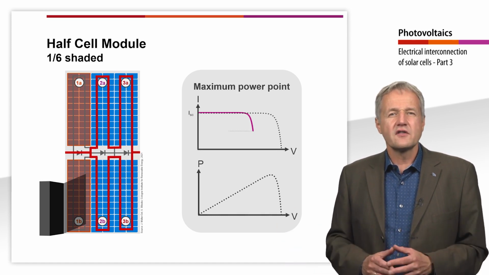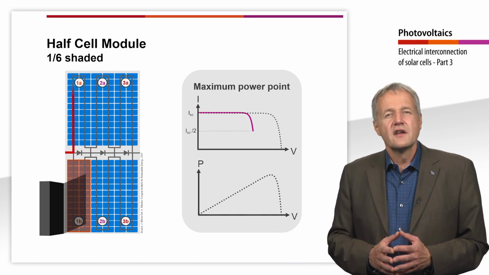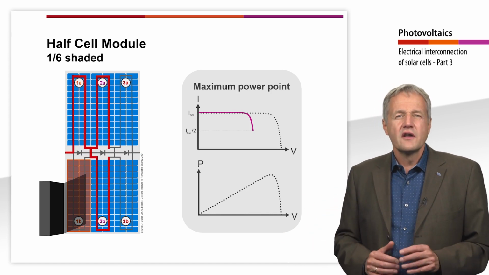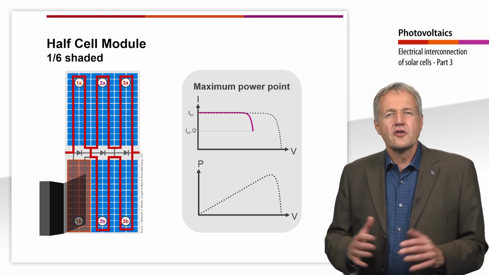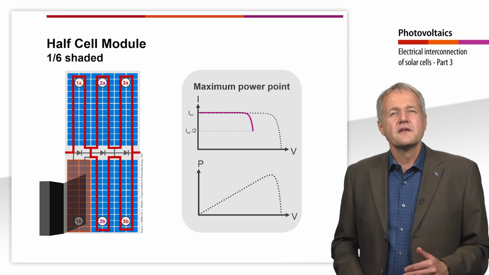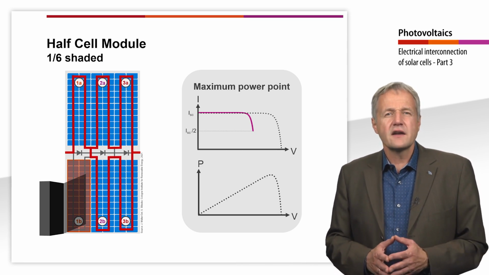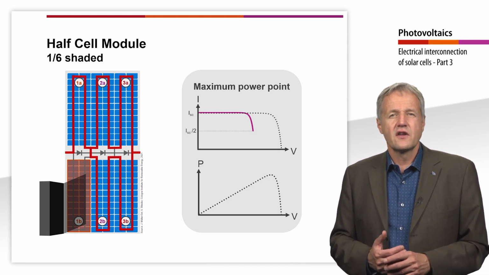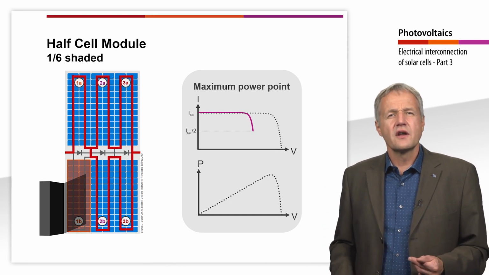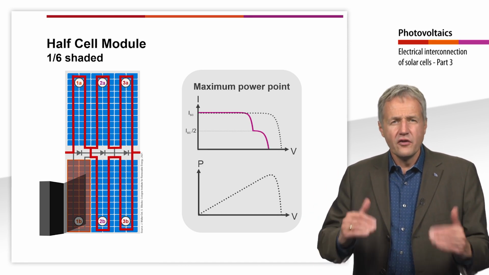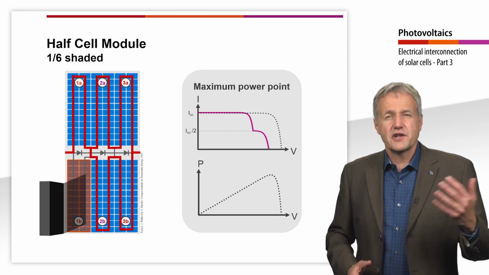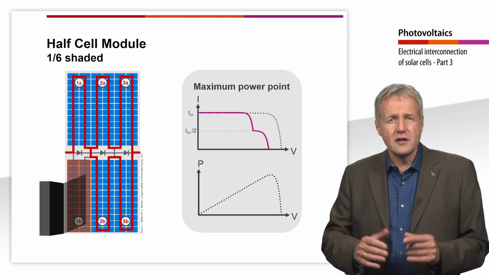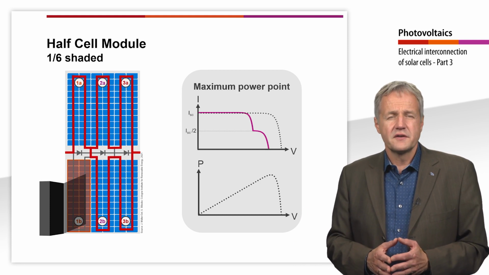However, if the module is operated at higher voltages, the current drops below 50% of the normal short circuit current. Now string 1B again contributes to the current production. So while the current would now drop to 0 for the full cell module, the characteristic curve of the half cell module runs a bit further.